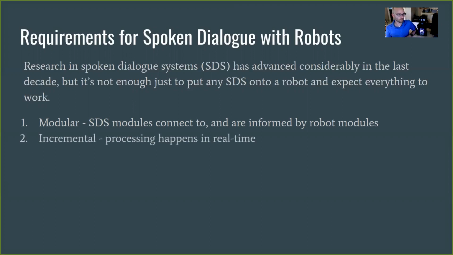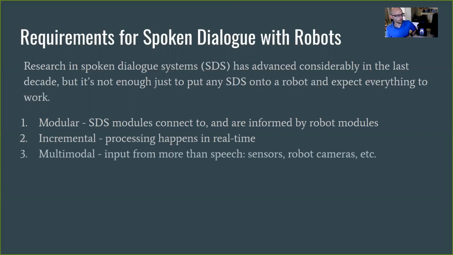It also needs to be incremental, and that processing needs to happen very quickly, as much as possible, as early as possible. Can't wait for verbal ping pong. It needs to be very fast. 3 is multimodal, input from more than speech. Sensors, robot cameras, all kinds of things need to come into the system so it can make decisions about what to do next.